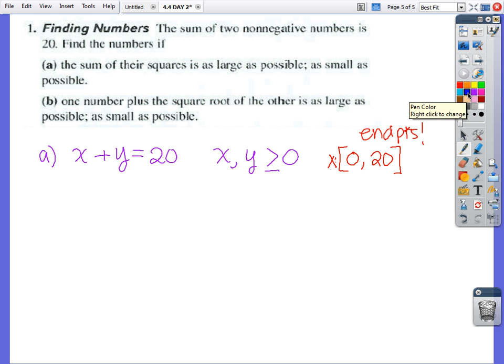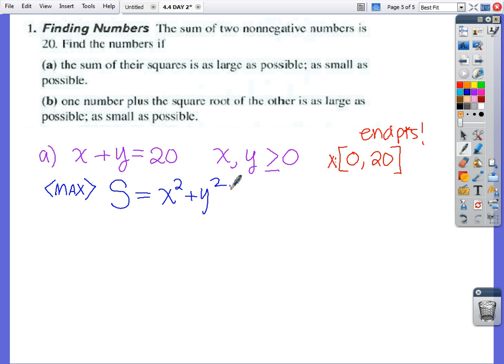Let's look at part A. It says the sum of their squares is as large as possible. So let's start off with the word max, because it says large. The sum of their squares. So we'll call the function S, the sum of their squares, as large as possible.